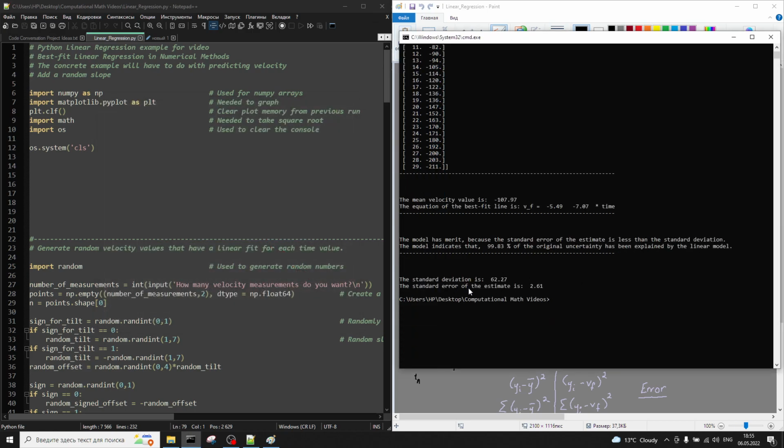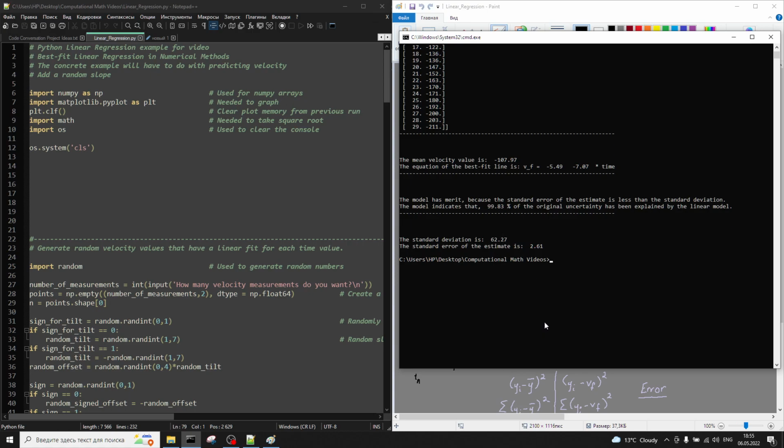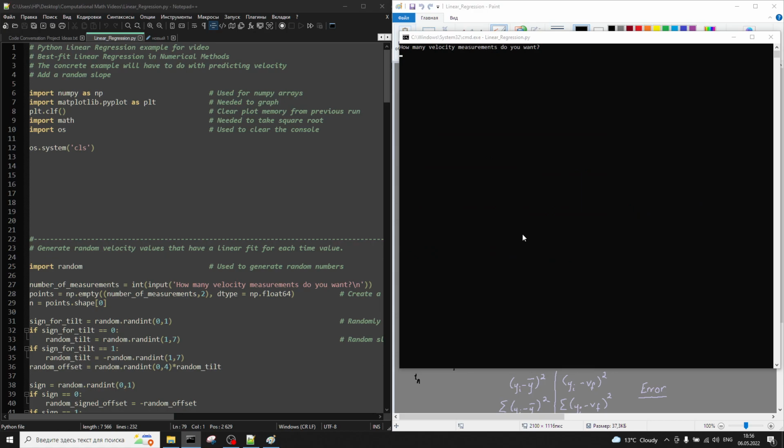And we got standard deviation was 62. That was really high, actually. Wow. It says 99% of the original uncertainty has been explained by the linear model. Somehow those don't seem quite like they add up, but we'll just go with it. So let's try a bigger number here, 50.